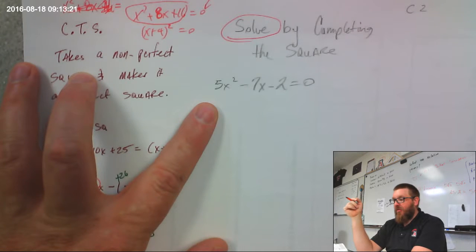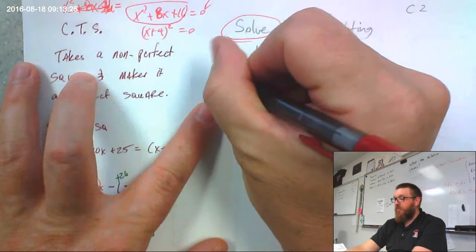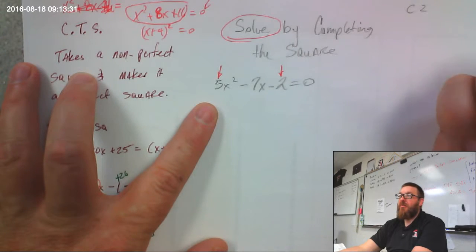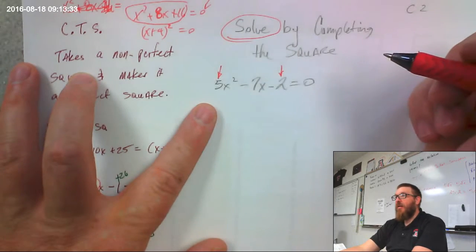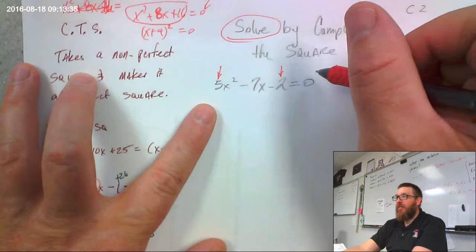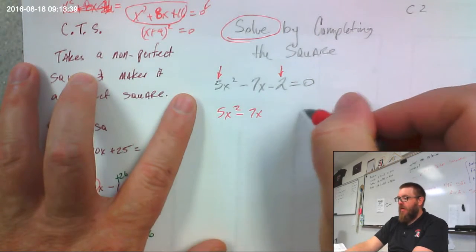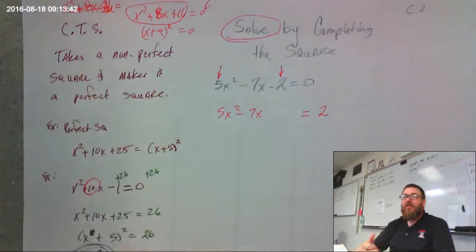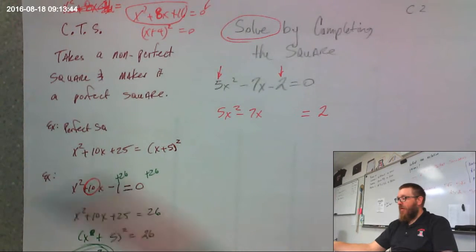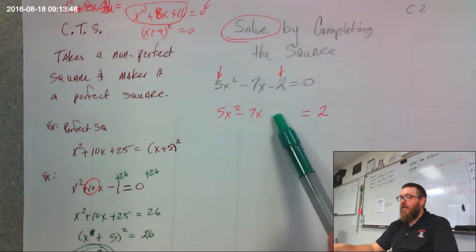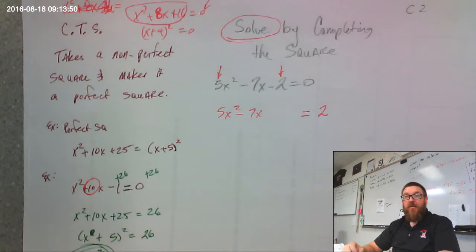So we're going to do two things right here. We're going to get rid of this number and we're going to get rid of that number. We're going to move them to the other side. But you have to use inverse operations. So we're going to add 2 to both sides, right? And remember, leave space, because eventually you're going to take half of this and square it and add it here and add it there.